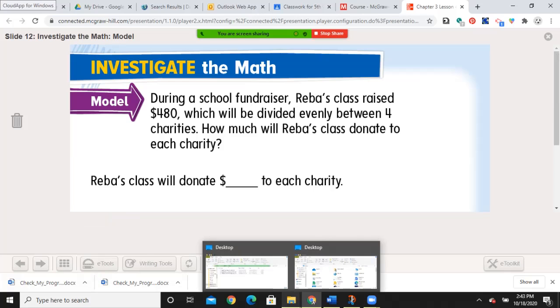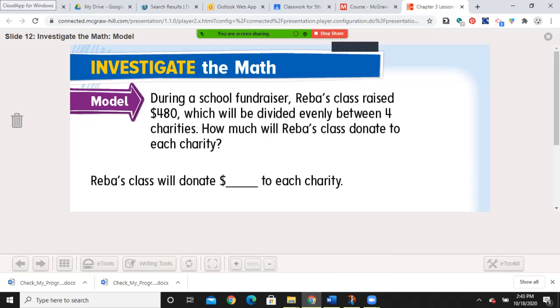During a school fundraiser, Reba's class raised $480, which will be divided evenly between 4 charities. How much will Reba's class donate to each charity? Go ahead and grab myself a dry erase board, and let's do this problem. Got the trusty marker here. That was 480 divided by 4. So 480 is my dividend, and 4 is my divisor.